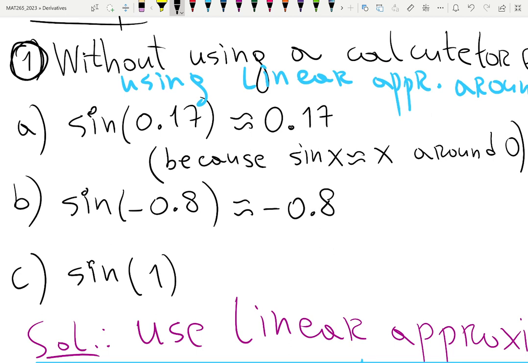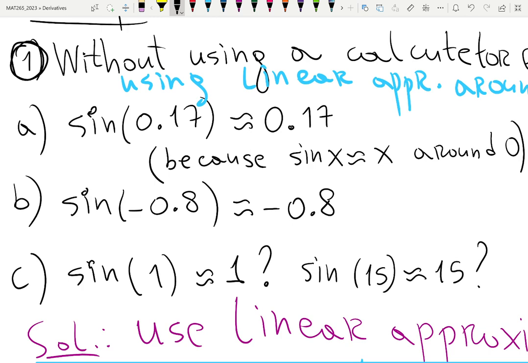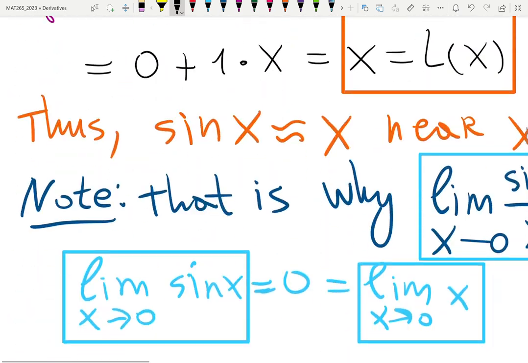The other one, I don't know. That's the hard one. Is it approximately 1? Let's see. Why am I concerned about this answer? Why I don't think that's a good thing to say. Like sine at 10, 15. Is it 15? I don't know. So let's check. Luckily, we do have technology now.